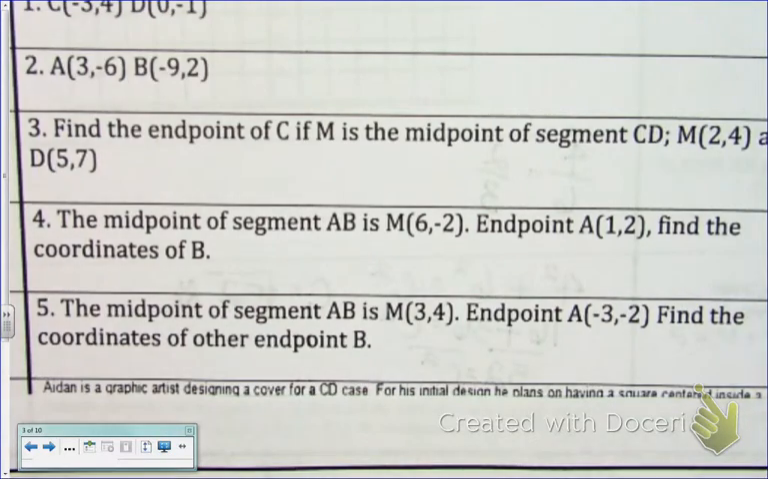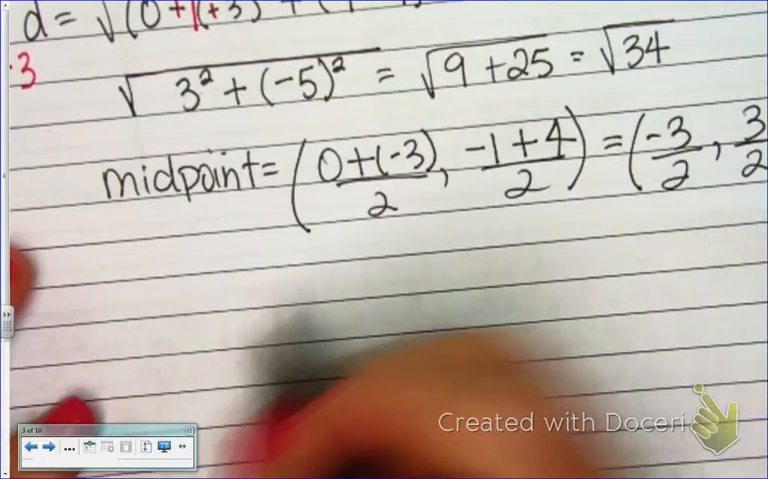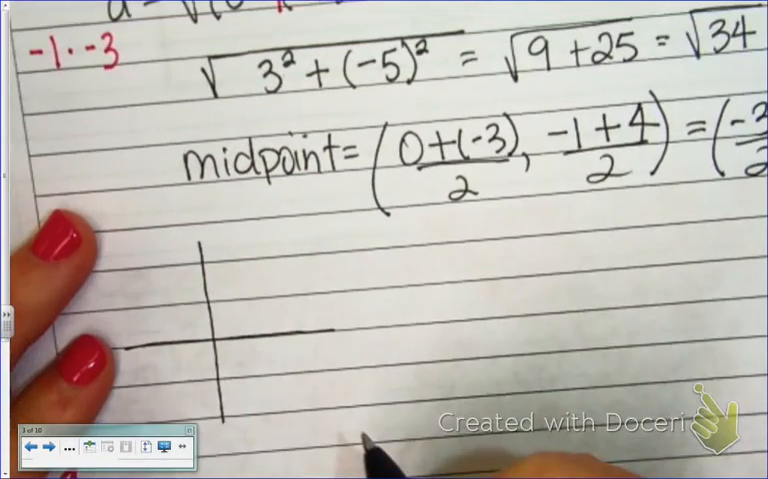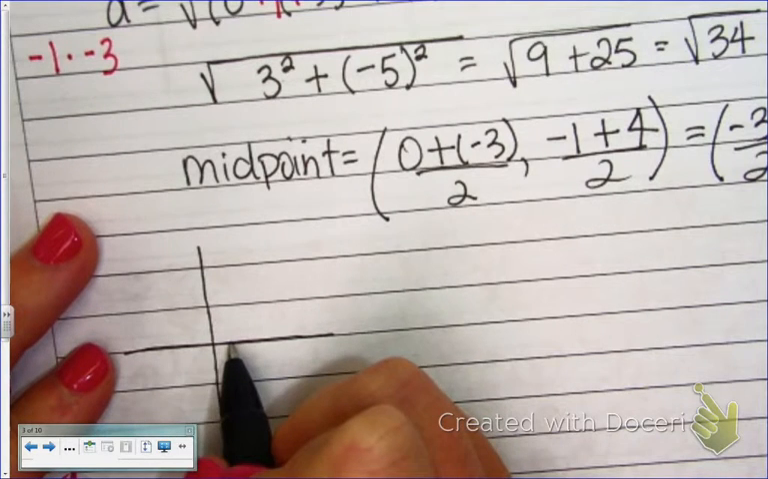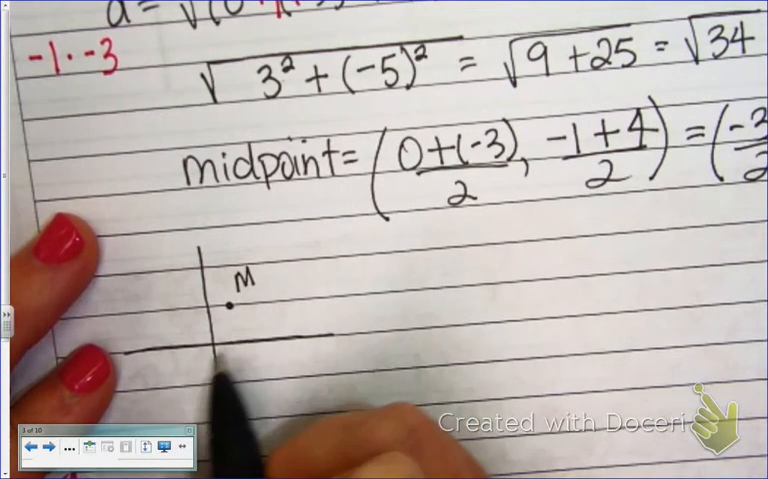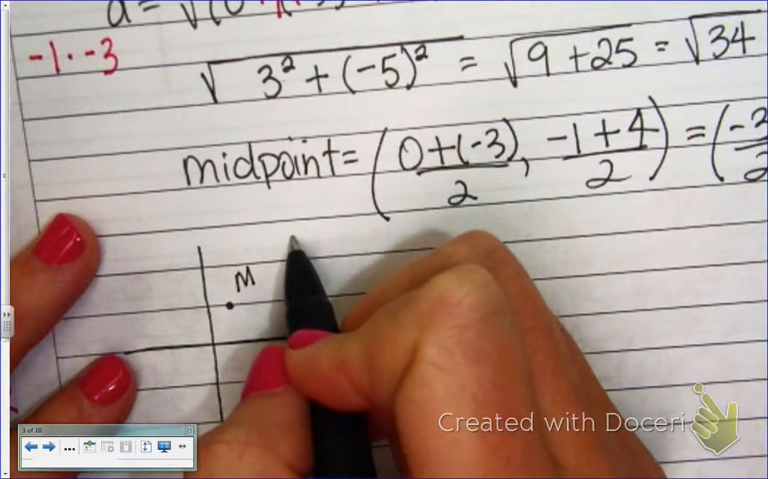So let's go ahead and find that other midpoint. I'm going to draw a sketch of it over here just so that you guys can see. So we have over approximately 2, up 4. We'll call that our point M. And then D is over 5, up 7. So we're about right here.